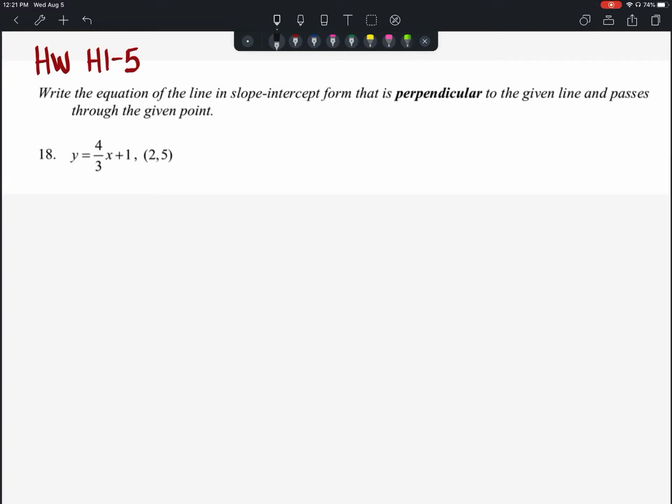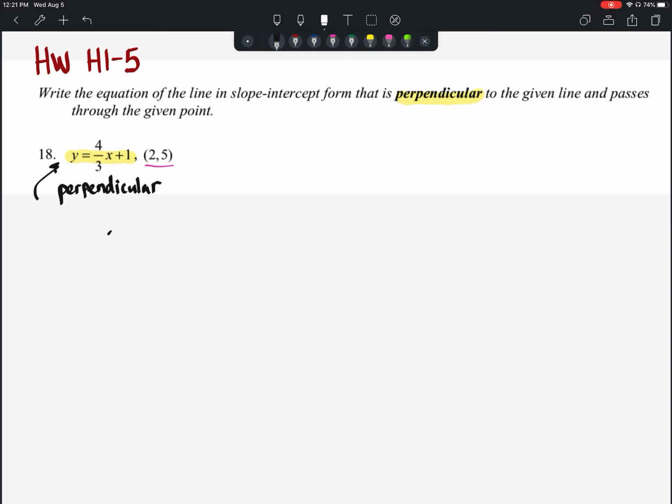This is problem 18, and I believe the last problem of homework worksheet H1-5. The directions state, write the equation of the line in slope-intercept form that is perpendicular to the given line and passes through the given point. So this is our given line, and this is our given point there. Our line has got to be perpendicular to this line, to the given line.